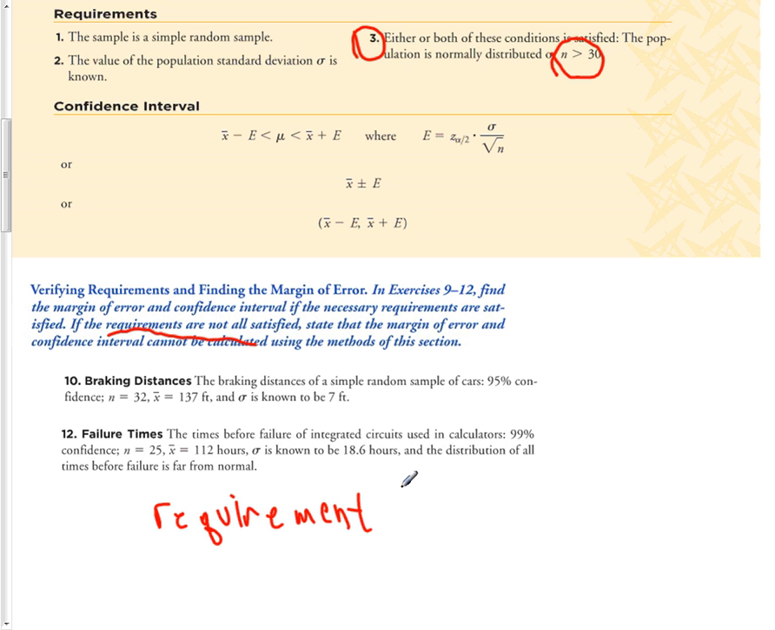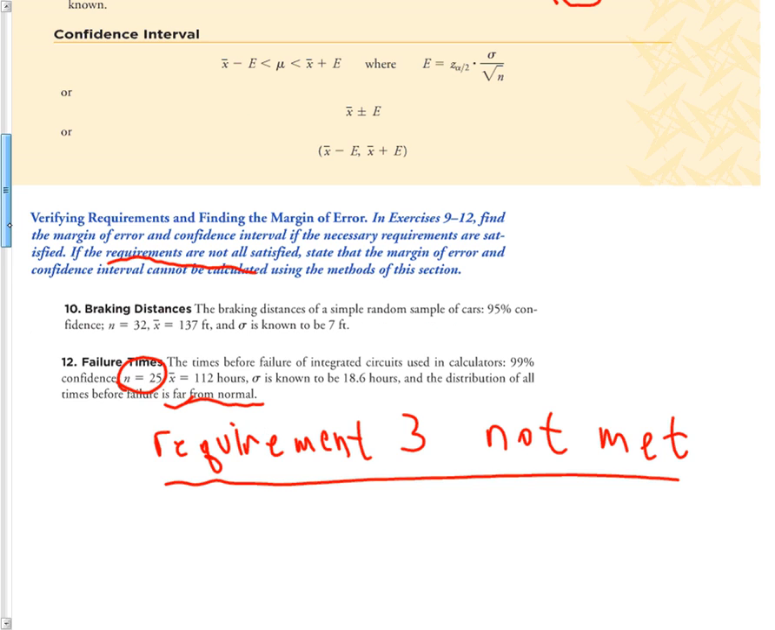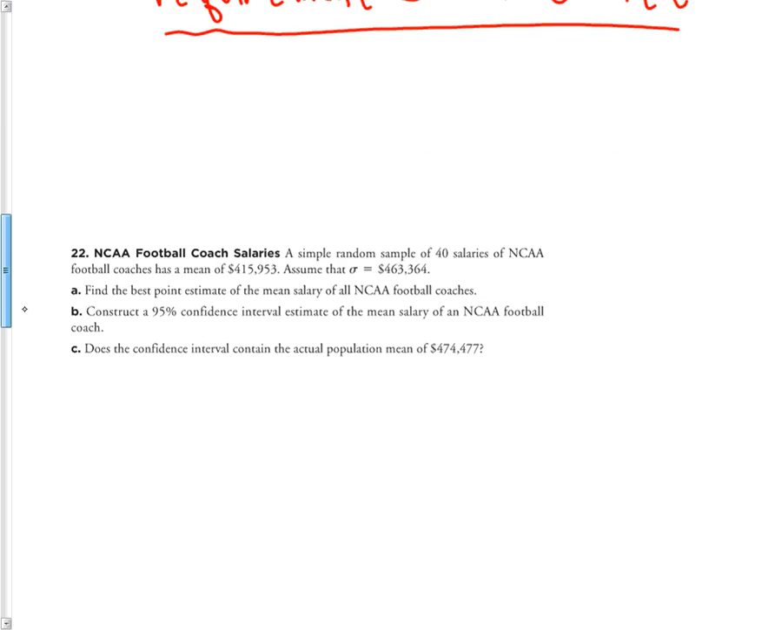Requirement number 3 is not met. The reason is that this is not a normal distribution. It says it's far from normal, as a matter of fact. And n is only 25, which is smaller than 30. So we haven't met requirement 3. Therefore, we have to say that the margin of error and confidence interval cannot be calculated using the methods of this section. So that's how we do number 12. We can't do it with these methods.